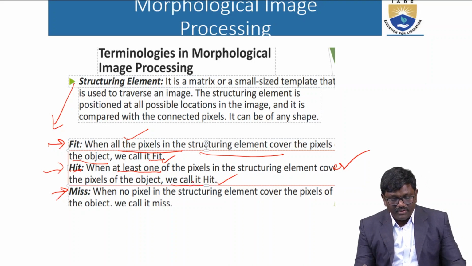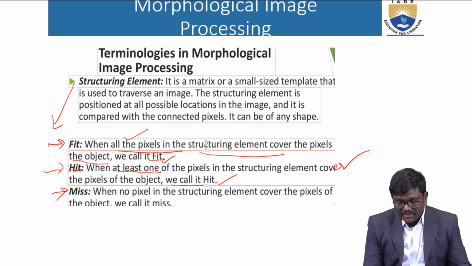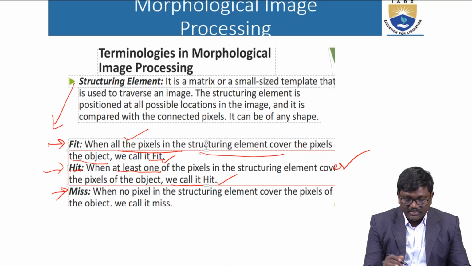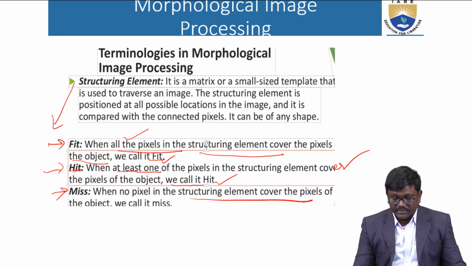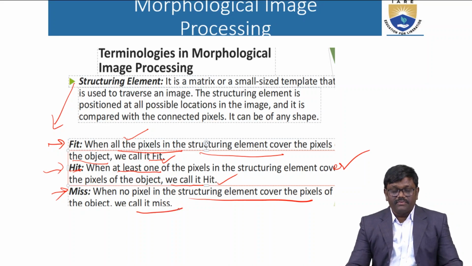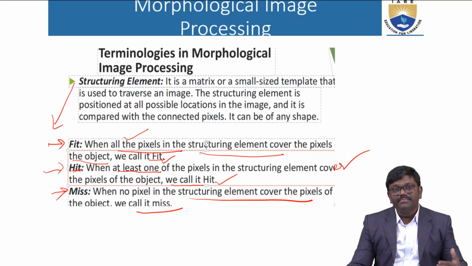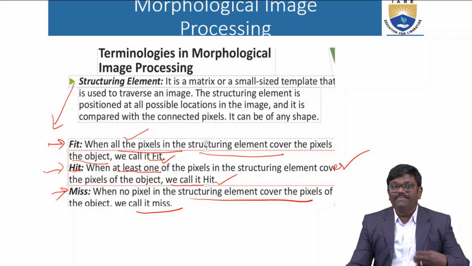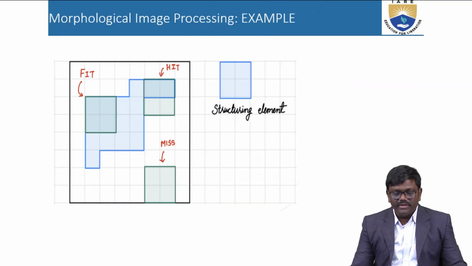Based on fit and hit, we also define the miss. When no pixel in the structuring element covers the object, we call it a miss. So the difference between fit, hit and miss is here. We simply compared them for the sake of understanding terminologies in morphological image processing. Let me take one example.